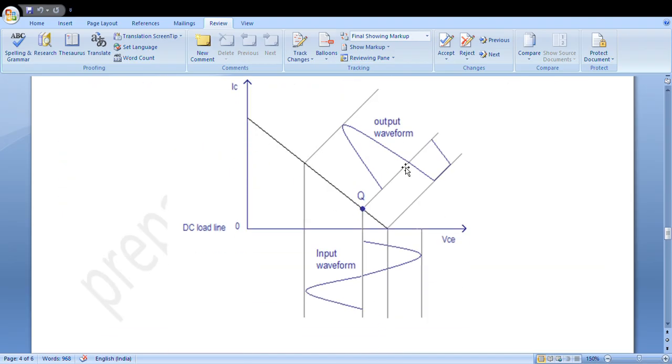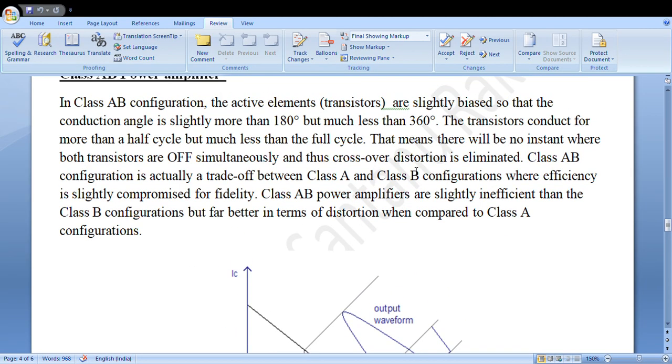If you see the response curve of a class AB amplifier, the input is given as a pure sinusoidal waveform to the transistor, and in the output you get only the full positive half cycle and some part of the negative half cycle, while the rest of the negative half cycle is clipped out. That means the conduction angle in the output is more than 180 degrees but less than 360 degrees. This is what a class AB amplifier achieves.